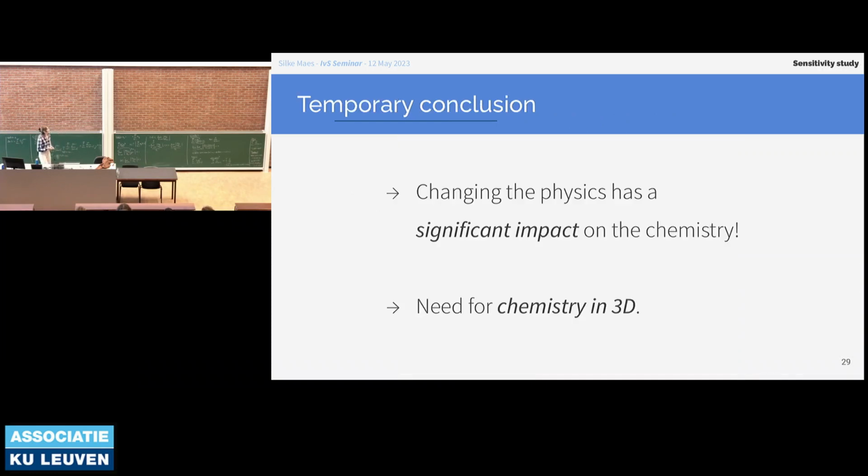So this brings me to a temporary conclusion of my seminar so far. From the work that I've done, we can mainly state that indeed changing the physics has an important impact on the chemistry, so we should go to 3D and not stay within 1D, to make our hydrodynamical models better.